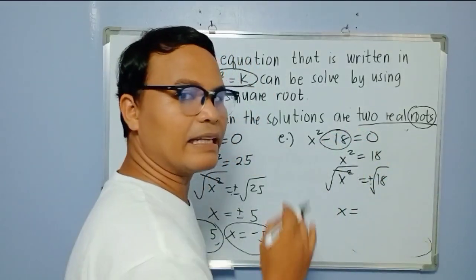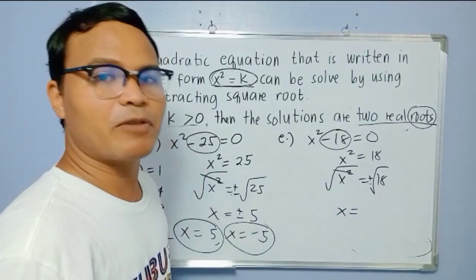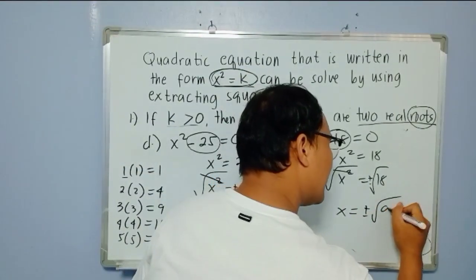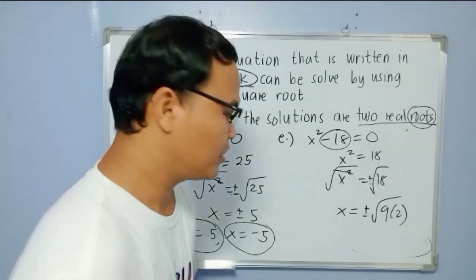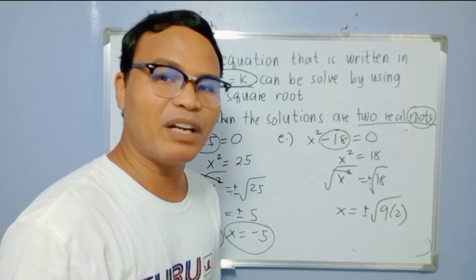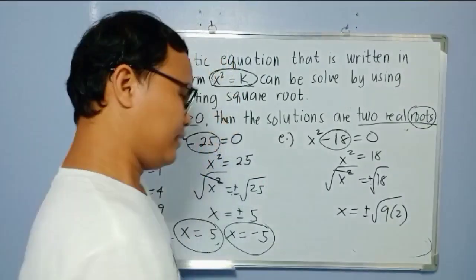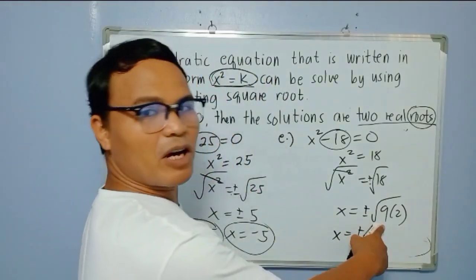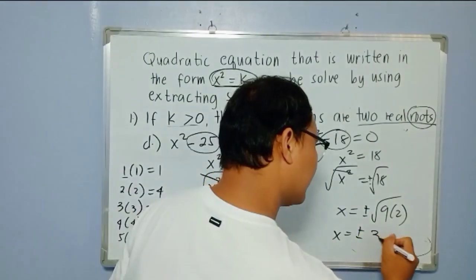I-factor out natin si 18. Now, one of the factors is a perfect square number. So, dito, magiging 9 times 2. Bakit 9 times 2? Because 9 is a perfect square number, which is 3 times 3. So, pagkatapos niyan, get the square root of 9. Square root of 9 is 3.